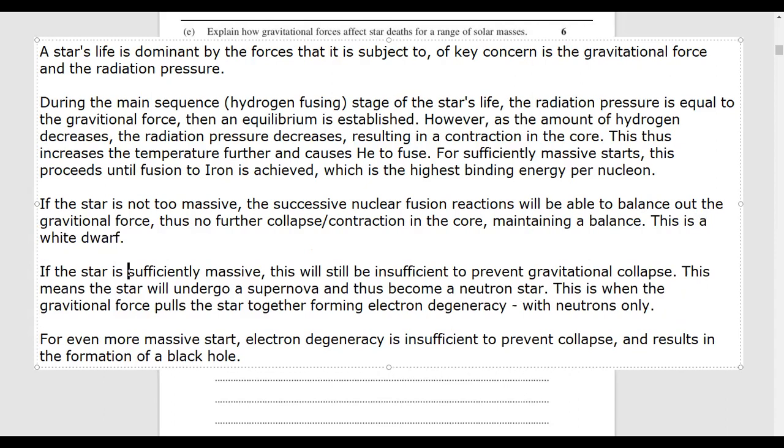But if it's more massive, it's still not enough, even with getting all the way through hydrogen, and there's no further fusing available. So that means it will undergo a supernova and therefore become a neutron star. And that's when you rely on electron degeneracy to keep the star open, and not radiation pressure. But for even more massive stars, even that's insufficient, and that would then form a black hole.